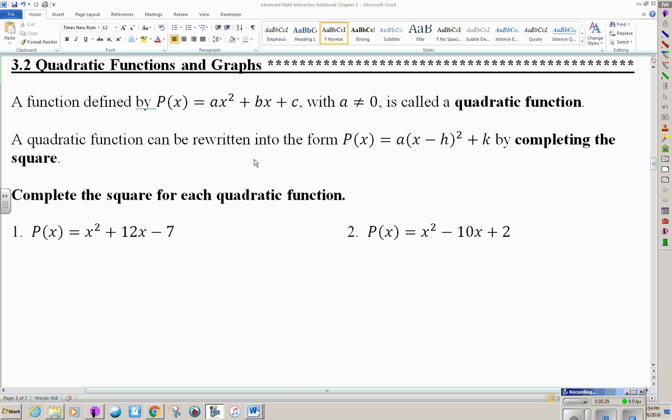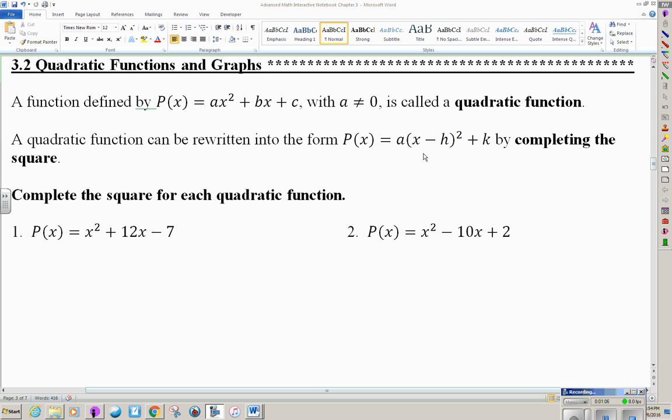Now, a quadratic function can be rewritten into the form p of x equals a, parentheses x minus h, the quantity squared, plus k by completing the square. Notice the x is the same x as it had in the previous formula. The a is the same a, but b and c are not used anymore, and we'll get new numbers, h and k. So don't think that b is h and c is k or something like that, because it doesn't work like that at all. B and C will disappear and become completely new numbers.